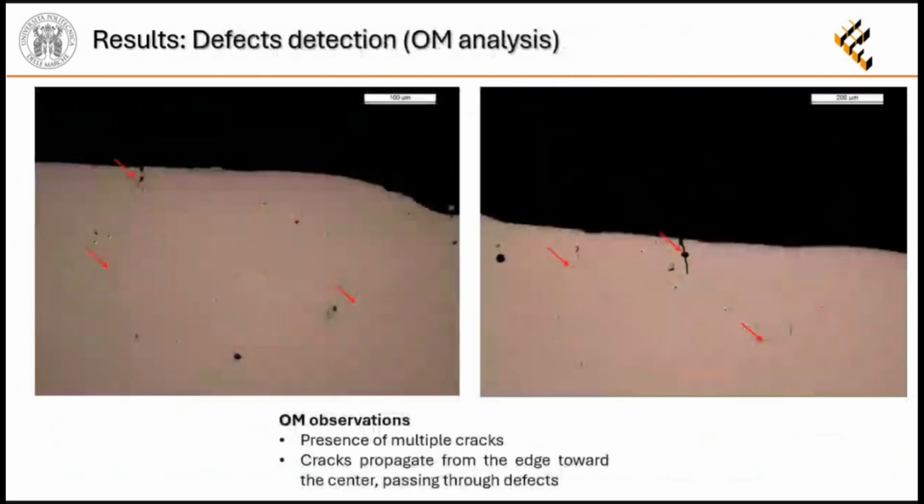And this we can see from the optical microscope results, where we can observe several cracks, indicated by the red arrows, that are caused by the residual stresses during the printing process. And also we can see several cracks that go from the edge toward the center, passing through many defects that we can observe, such as porosity.